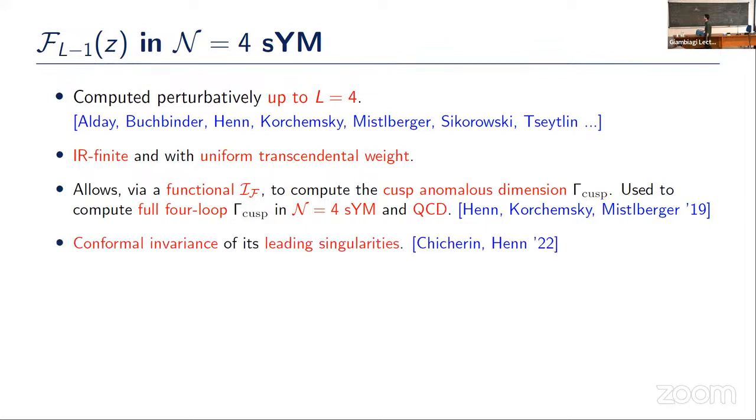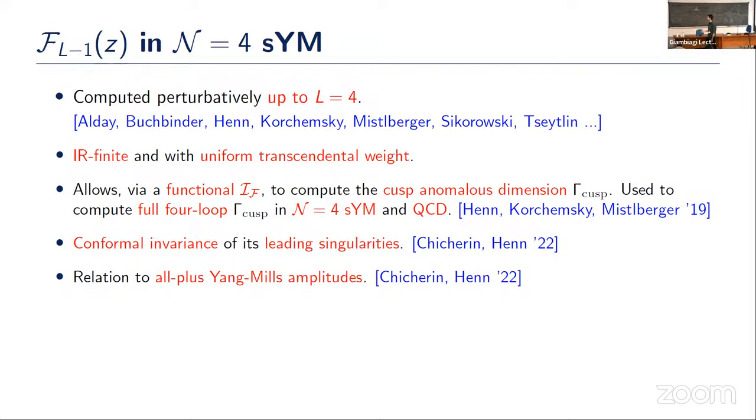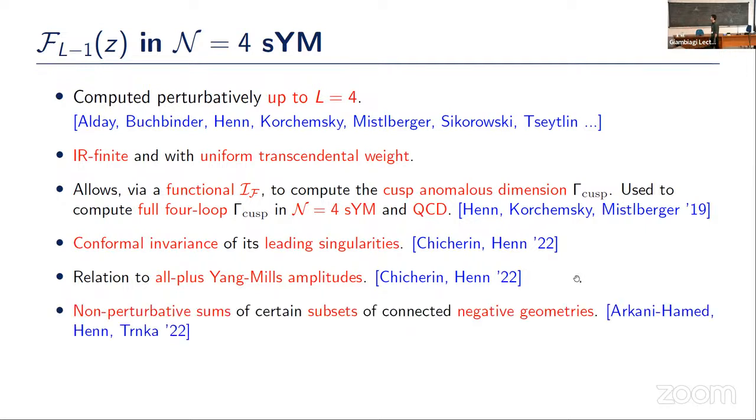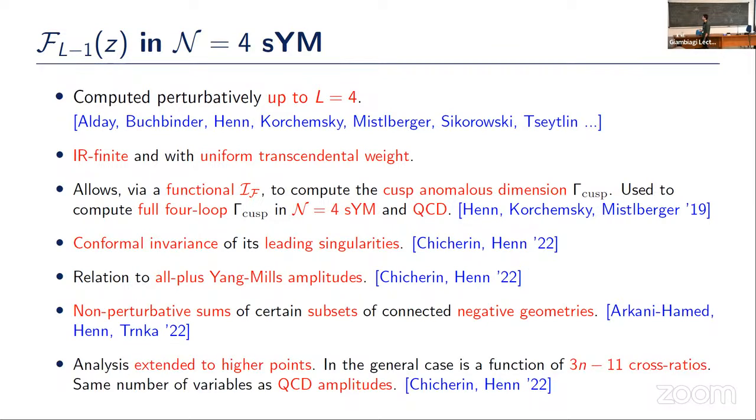Also, the integrated results have been shown to be conformally invariant. And there is a very interesting relation between all-plus Yang-Mills amplitudes and these integrated results. Also, if one takes the expansion of these integrated negative geometries, there have been some non-perturbative sums of diagrams in N=4 super Yang-Mills. And finally, this analysis of these integrated negative geometries has been extended to higher points, that is, to scattering processes with more particles. In the general case, with n particles in the scattering process, this F function is now a function of 3n minus 11 cross ratios. And this is exactly the same number of variables as QCD amplitudes.